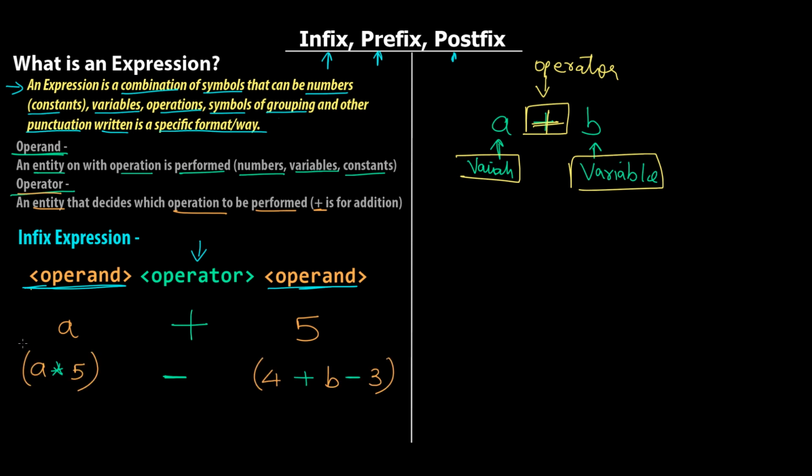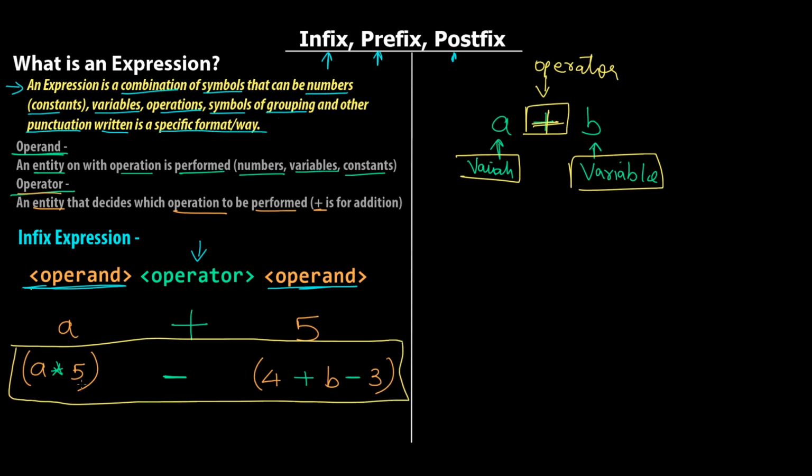Another example can be something like this. You can see this entire expression comprises smaller inner expressions. Over here you have a star 5. Star is the operator and the two operands for this operator are a and 5. Similarly on the right hand side we have three operands: 4 which is a constant, b which is a variable, and 3 which is a constant again, and then we have 2 operators in between.